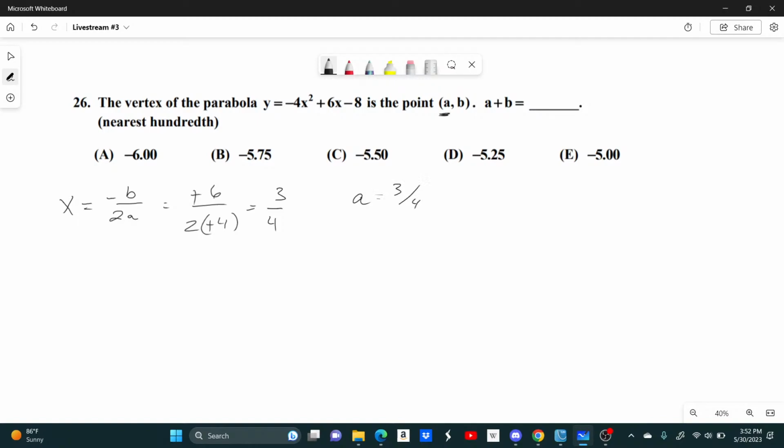And then to find B, all you have to do is plug your x coordinate in to find your y coordinate. So if I do that, I get negative 23/4. And then to find A plus B, just add those two together, and you get negative 5.